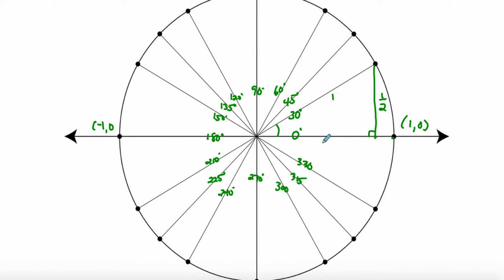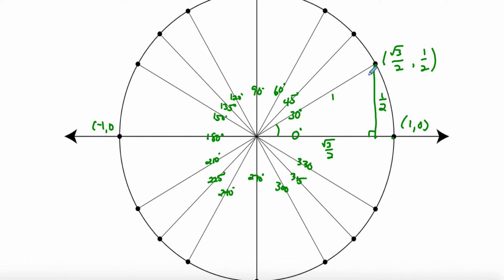√3/2 would be our adjacent down here. So if I was looking to find out what this ordered pair is right here, I would have the x-axis going sideways as our point. To find this point here, I go √3/2 and then up 1/2.